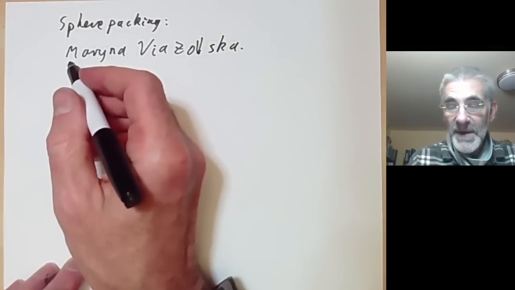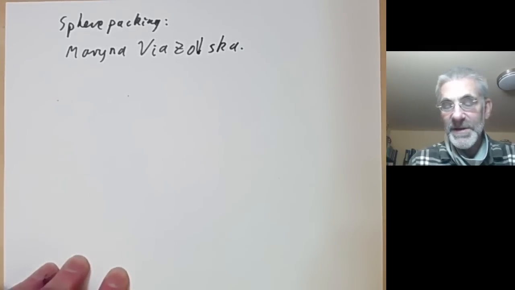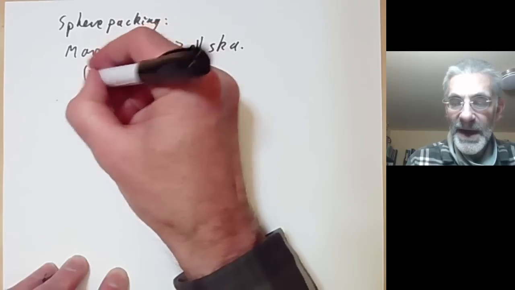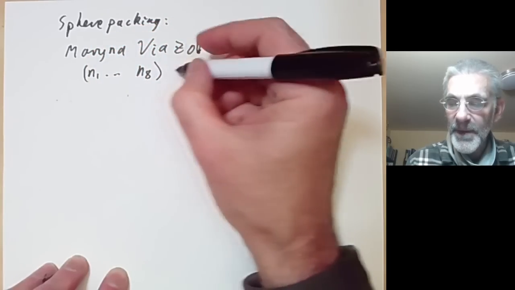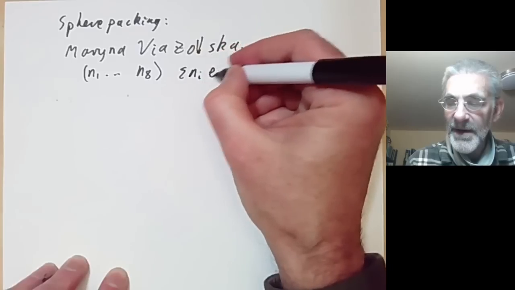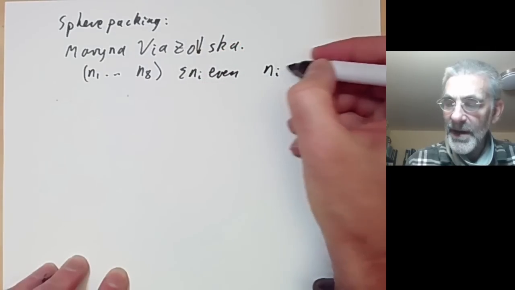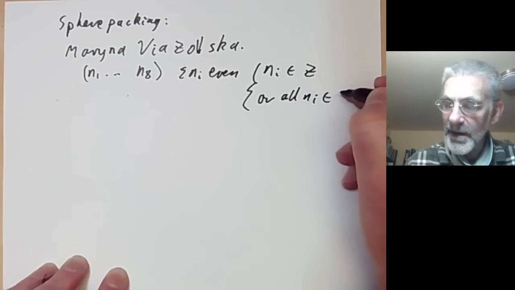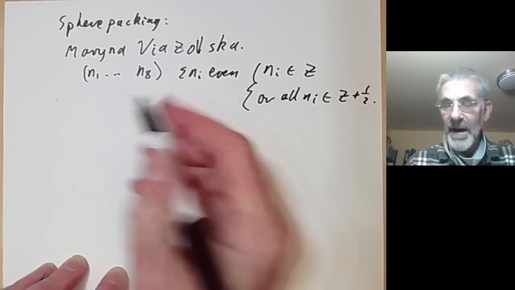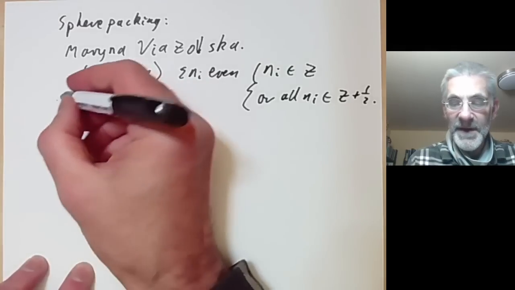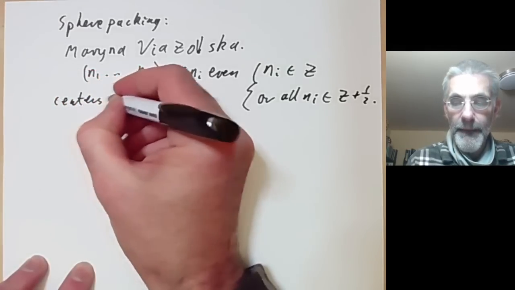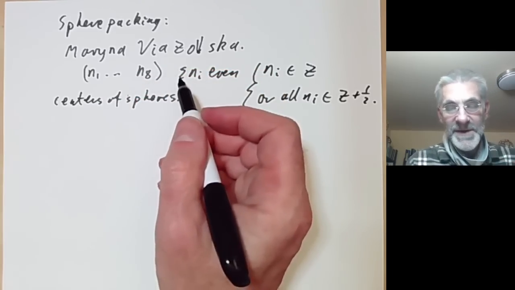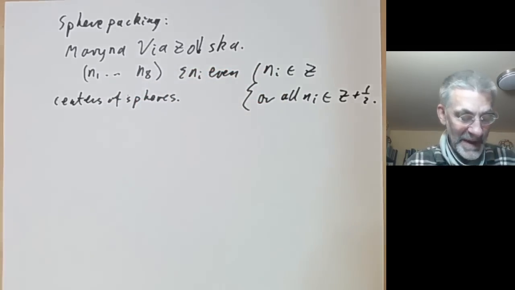And the densest possible sphere packing in 8 dimensions is actually quite easy to describe. You take all the points n1 up to n8 with the sum of the ni even, and all ni are integers, or all ni are integers plus a half. And these are the centres of the spheres. And this particular packing had been known for about a century. The difficulty was to show that it's the best possible.